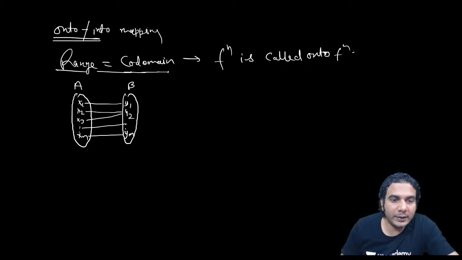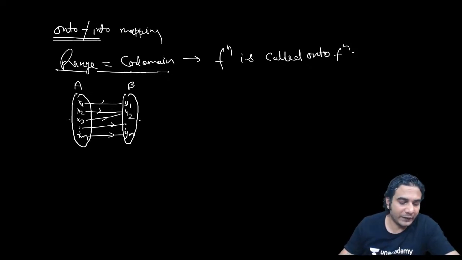But all the elements of B should have a pre-image, one or two. Like y2, right? y2 you can see has two pre-images, and ym and y1 you can see they have only one pre-image. So every element of set B should have a pre-image. If that happens, then range is nothing but set B, the codomain, okay? Which we have defined as codomain.